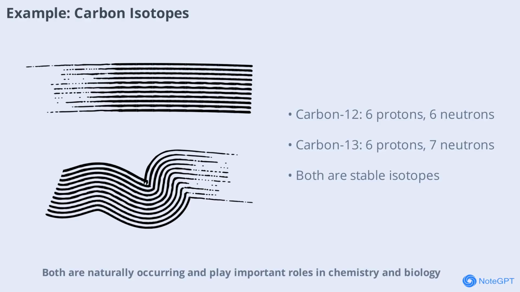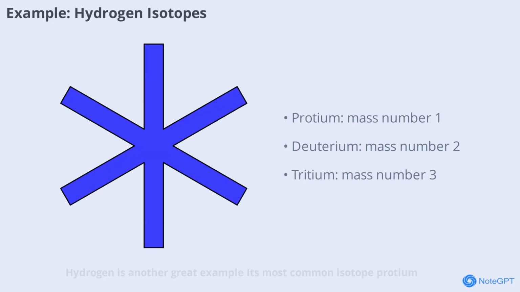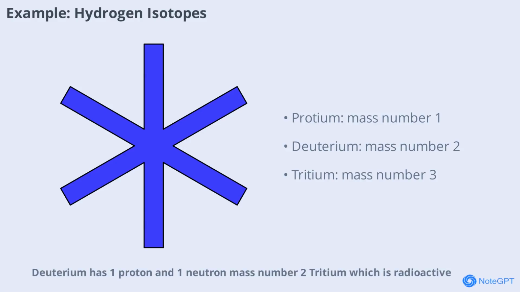Both are naturally occurring and play important roles in chemistry and biology. Hydrogen is another great example. Its most common isotope, protium, has 1 proton and no neutrons, so its mass number is 1. Deuterium has 1 proton and 1 neutron, mass number 2. Tritium, which is radioactive, has 1 proton and 2 neutrons, mass number 3. These isotopes have different uses in science and industry.